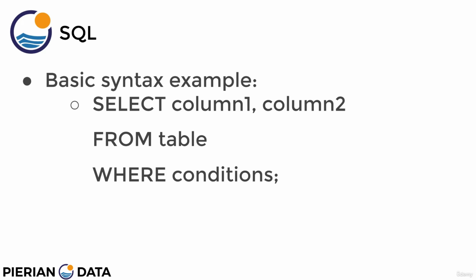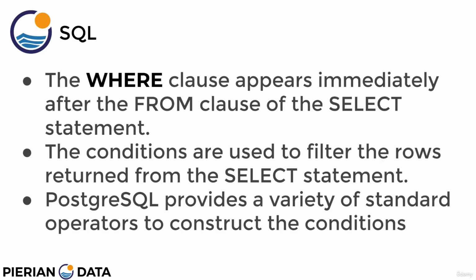We decide on what columns we want back, so we'll say select column 1, column 2, etc. And then we decide what table we want those columns from, and then after that we can describe conditions. So we'll say where, and then some manner of conditions. So let's actually go into detail of what those conditions are like.